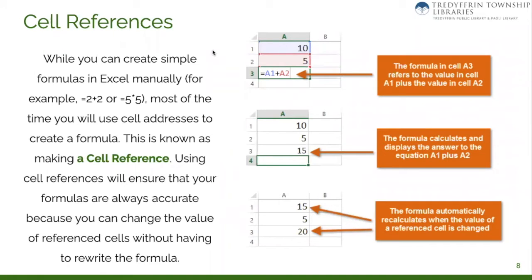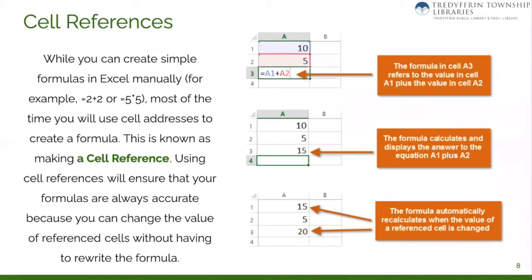While you can create simple formulas in Excel manually, for example, equals 2 plus 2 or equals 5 times 5, most of the time you will use cell addresses to create the formula. This is known as making a cell reference. Using cell references will ensure that your formulas are always accurate because you can change the value in a referenced cell without having to rewrite the formula.